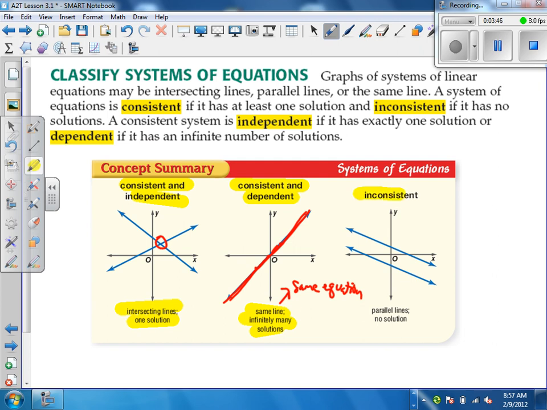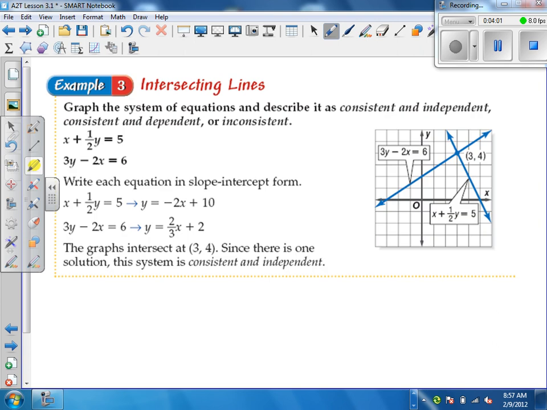Inconsistent happens when you have parallel lines. And we always say inconsistent, no solution, because they don't intersect. They don't share a point or multiple points. So it's inconsistent. Parallel lines, and that's going to be when the slopes are the same, with different y-intercepts.